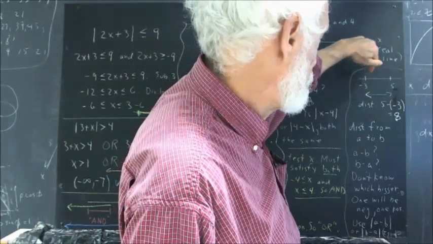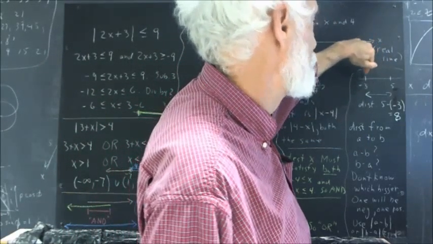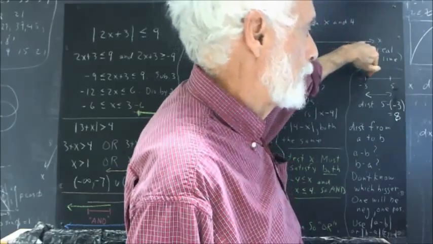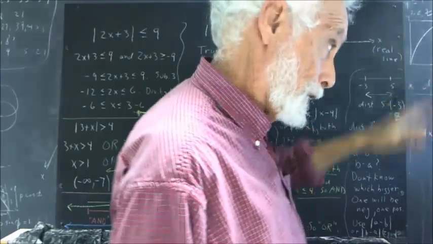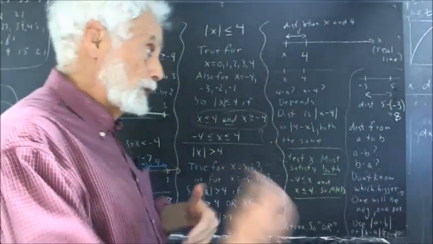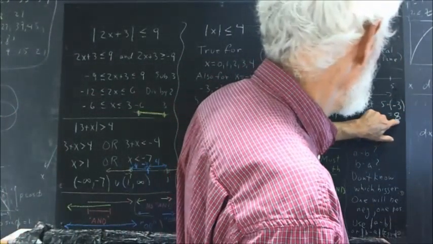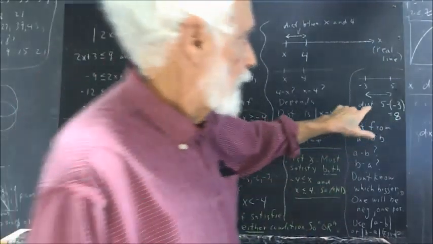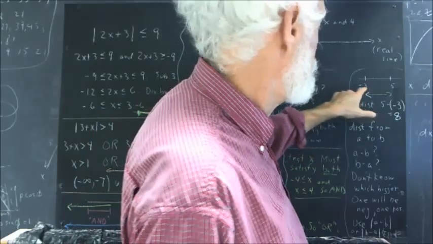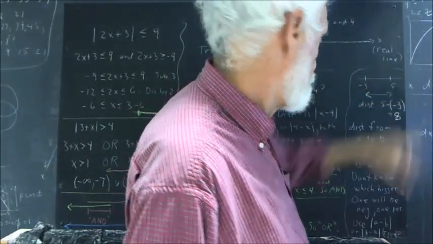We got 3, and then we get 4, 5, 6. We got 3, then we get negative 2, negative 1, 0, 1, 2, 3, 4, 5. If you count those on your fingers, that's 8 units from negative 3 to 5. Okay. Now, how do we get the distance? We subtracted the smaller from the larger.